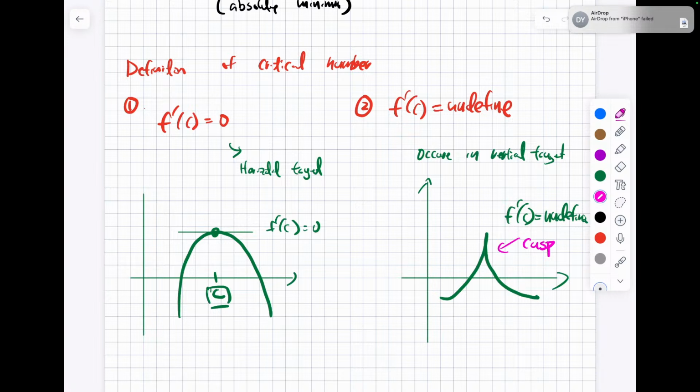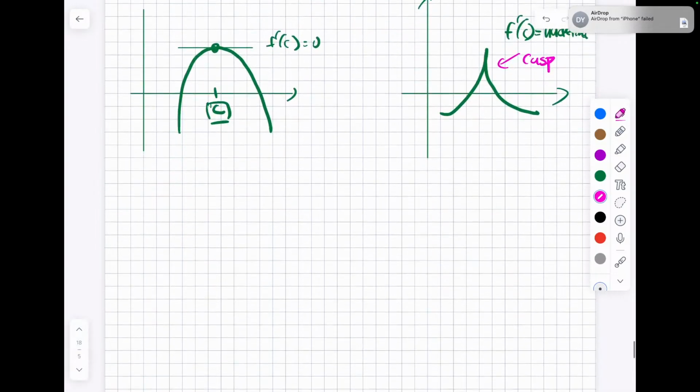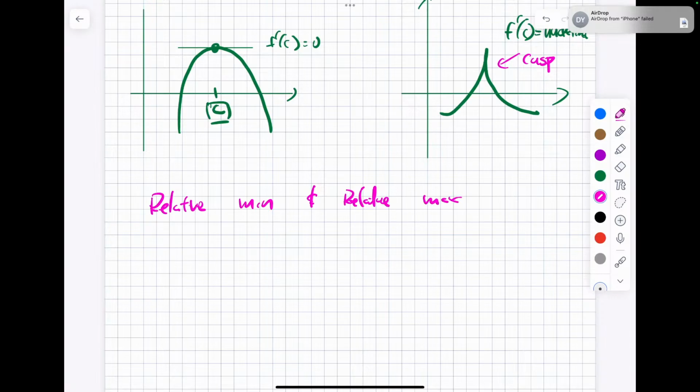Now, one more thing you need to know. If you have a relative min and relative max, they occur only at a critical number.